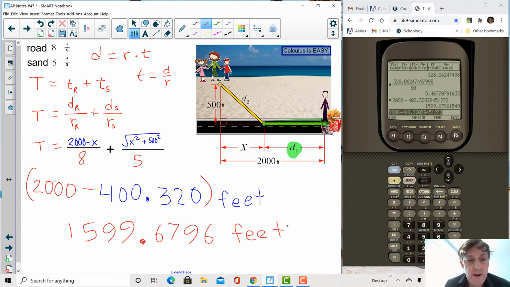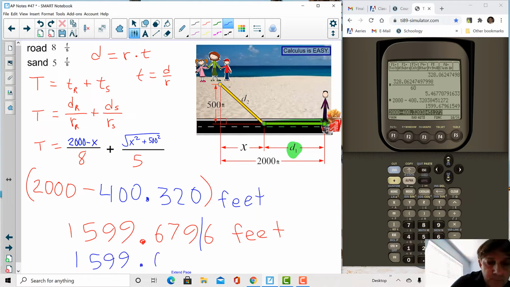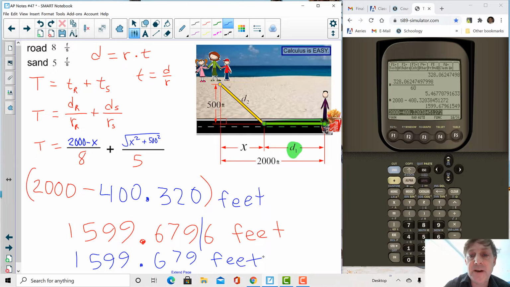We get 1599.6796. I prefer to truncate it, so I would go with 1599.679 feet. But you could also do 1599.680 feet. That would be acceptable as well. But if you wanted to get there in the fastest amount of time, that's how long you would walk on the road before cutting across through the sand.